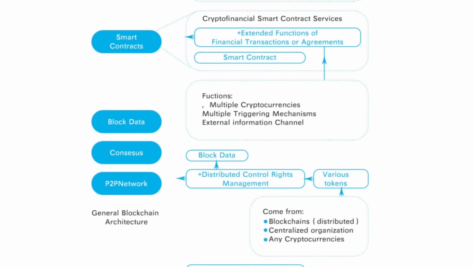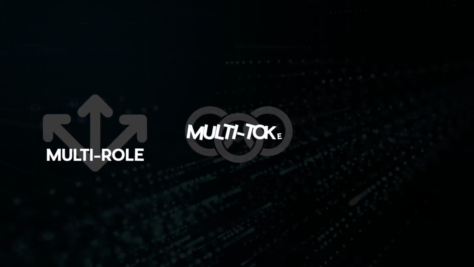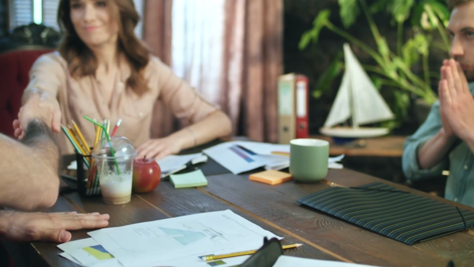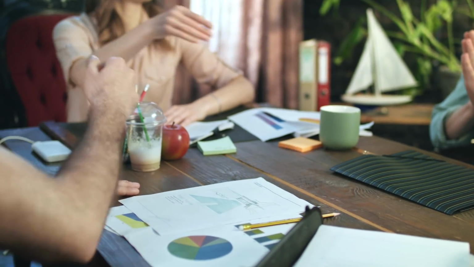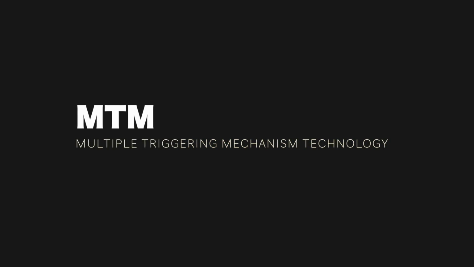Moving up into the smart contracts of Fusion, these are heavily crypto financial focused because they are multi-role, multi-token, and tokens can be transferred to another person, while ownership is still held by the token owner. This helps realize complex financial transactions, such as lending between multiple parties, like a home mortgage. The smart contracts are advanced even further through multiple triggering mechanism technology, or MTM.